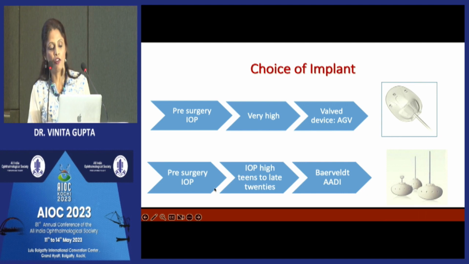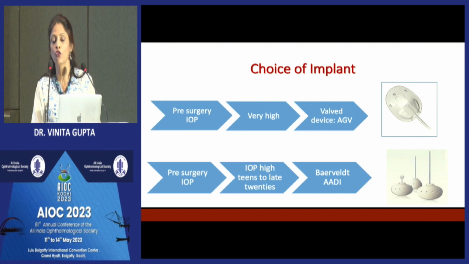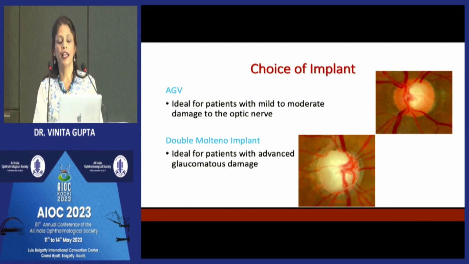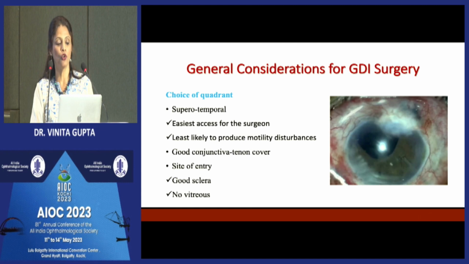We would take up a valved implant if the IOP is very high and we want an immediate IOP control. But if the IOP is in the late teens and we can do with a small amount of continuation of medications for 4 to 6 weeks, then we can go for the non-valved implants. And obviously, the studies have shown that the non-valved implants also work pretty well, except that the complications are lesser with the valved implants. And again, for mild to moderate damage, obviously the valved implants are better. For advanced cases, a non-valved implant will do.